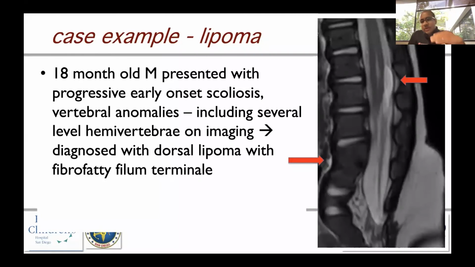So this child not only had a low-lying conus, but also had a dorsal lipoma in the setting of scoliosis as well. We chose to detether this child by removing the lipoma and sectioning the filum terminale.